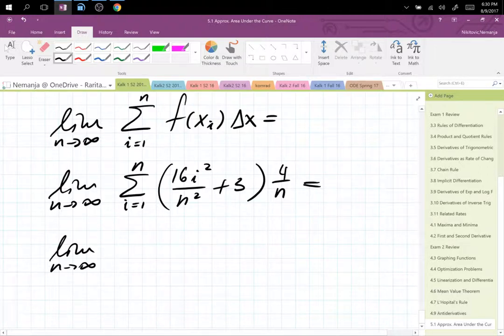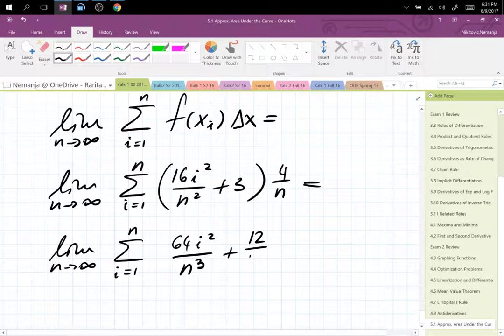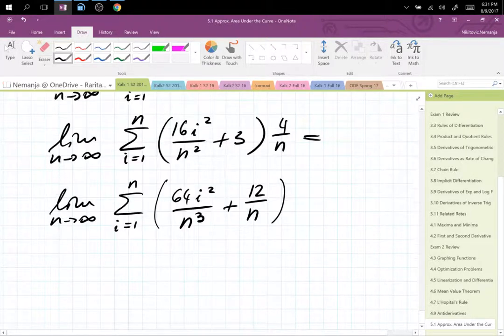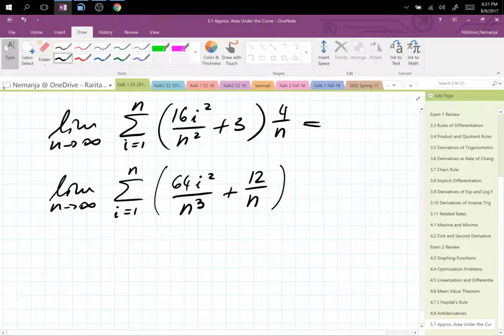Limit n goes to infinity, summation i equals 1 to n, multiply through 16 times 4, obviously 64i squared over n cubed, plus 12 over n. Right, summation works on all of this. The next order of business is to split this into two sums, right? You have a plus, so it splits into two sums.